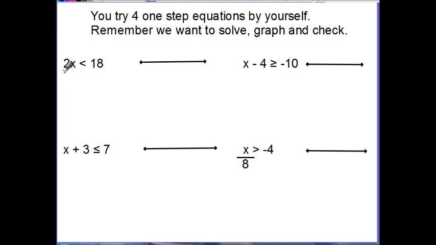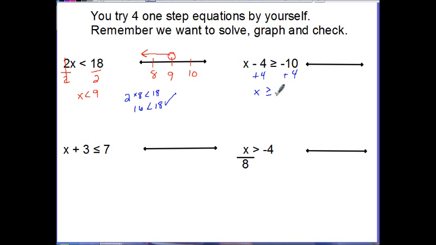So here we go for that first one. I'm going to divide both sides by 2, which leaves me with x is less than 9. 9 is going to go in the middle, with 8 on the left, 10 on the right. Should be an open dot that points to the left. When I go ahead and I check, I plug in my 8, and I ask, is 2 times 8 less than 18? And absolutely, 16 is definitely less than 18. It checks out.